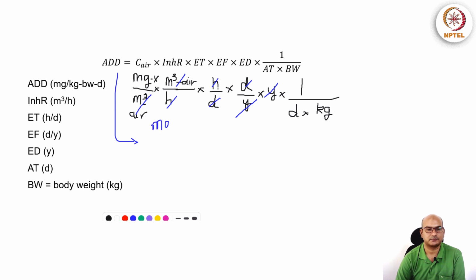So we will have ADD as milligrams per kg, and this is our body weight, kilogram of body weight. Generally it is often written as kg BW, so people know what we are talking about. We are talking about kilogram body weight. So I will just write the same way, kilogram body weight per day. So we have arrived at the simplest form.